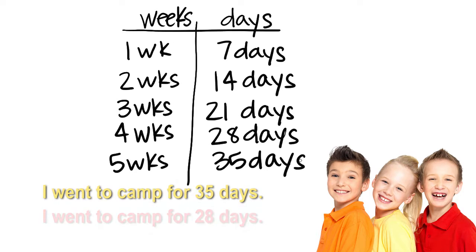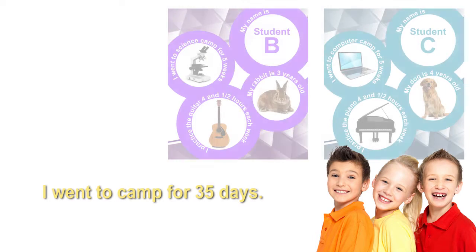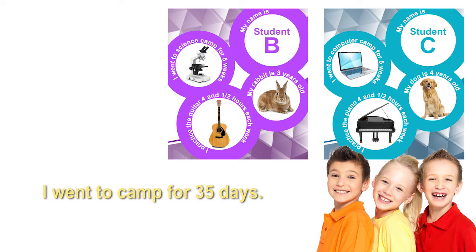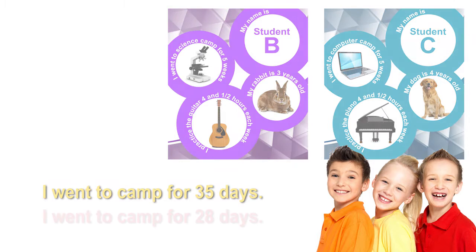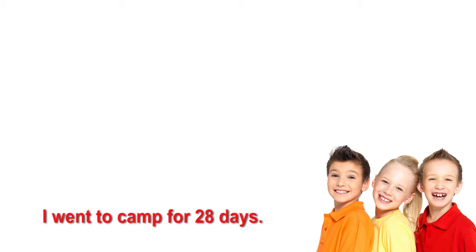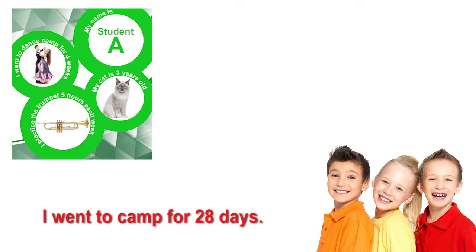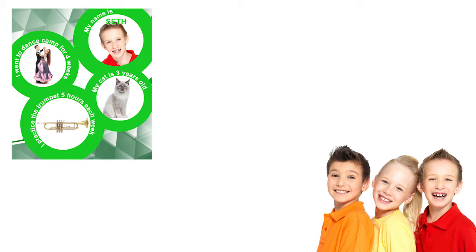Polly went to camp for 35 days. Polly could be student B or C because both students went to a 5-week camp. We see that Seth went to a camp that was 28 days. Student A went to dance camp for 4 weeks. Student A is probably Seth. It would be a good idea to double check the remaining clues to make sure we are correct.